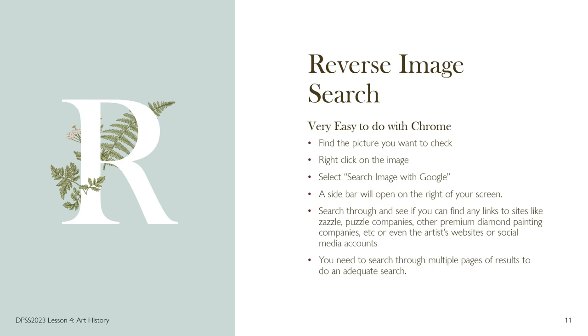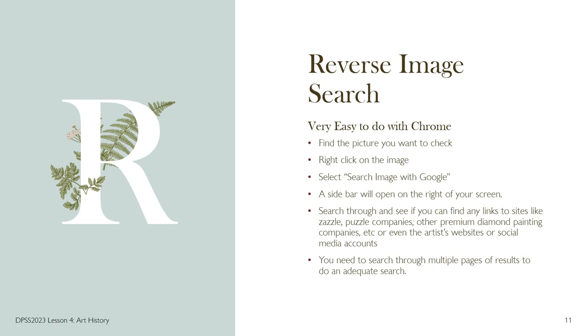Now, you need to search through multiple pages of results to do adequate research. The longer you do diamond painting, the more artists' work you're going to recognize instantly. If I see a Randall Spangler, I know it's a Randall Spangler. If I see an Ivy Dilmore, there's a pretty good chance I'm going to know it's an Ivy. If it's a Cheryl Baker, you're going to know it's a Cheryl Baker.